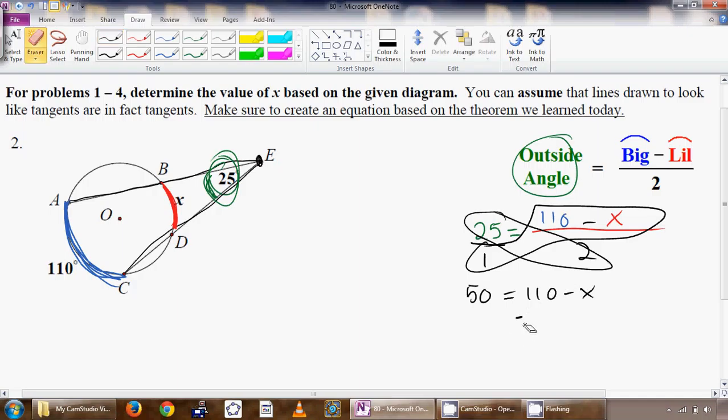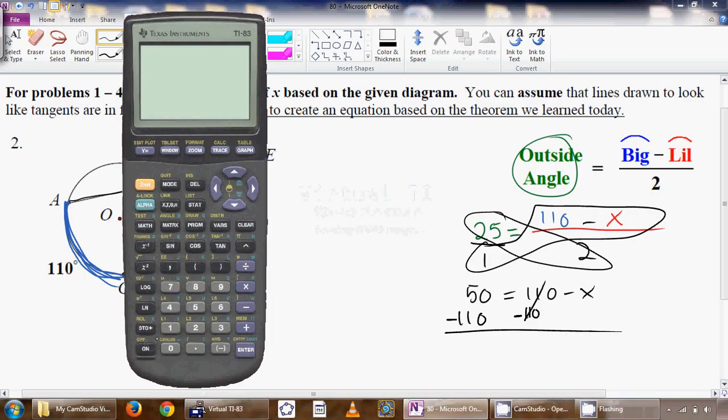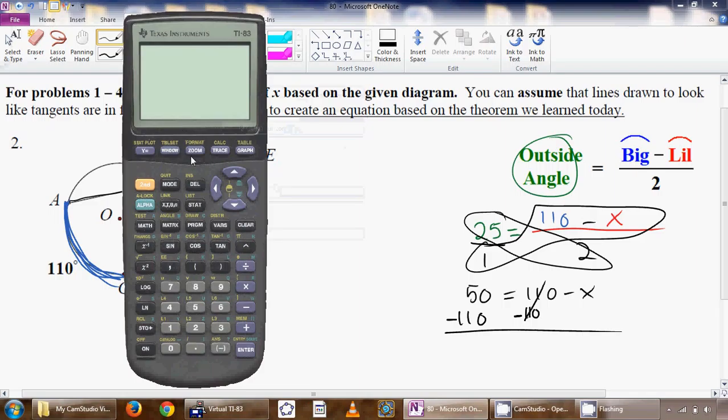Well, sure, I'll do it that way. Subtract 110 from both sides, minus 110. Let me take out my handy dandy calculator. Turn it on. Is it going to go on? Nope, I got to reset it. Okay. We have 50, take away 110.